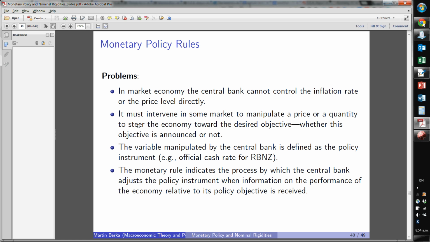So, but the problems are that you can't control the inflation level, price level and inflation rate directly, so it requires a lot of tinkering, and not all of it is understood very well. Right, I think that's pretty much it on this slide.